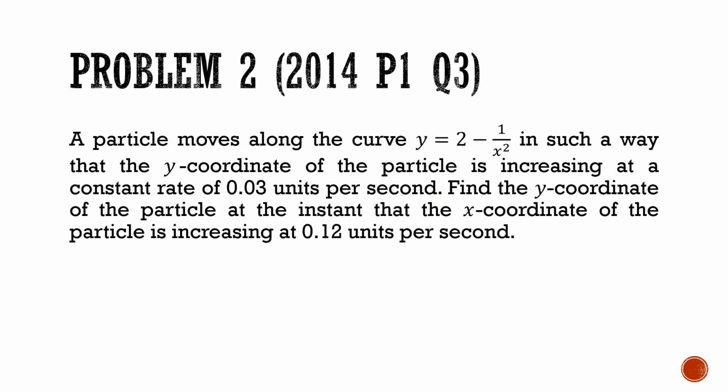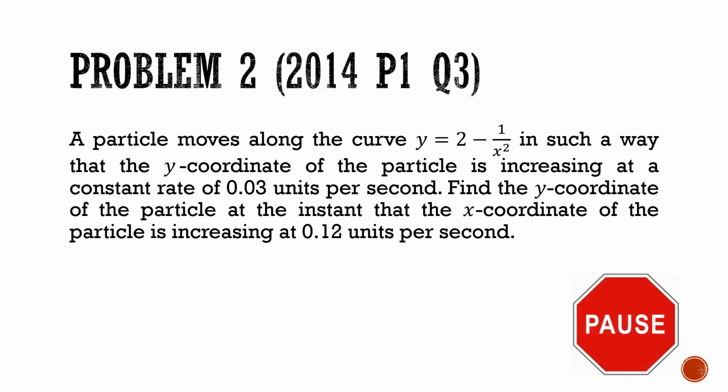Moving on to problem 2, we have a particle that moves along a curve given by the equation y equals 2 minus 1 over x squared in such a way that the y coordinate of this particle is increasing at a constant rate of 0.03 units per second. We want to find the y-coordinate of this particle at the instant where the x-coordinate of the particle is increasing at 0.12 units per second. Pause the video here and give this question a good try.